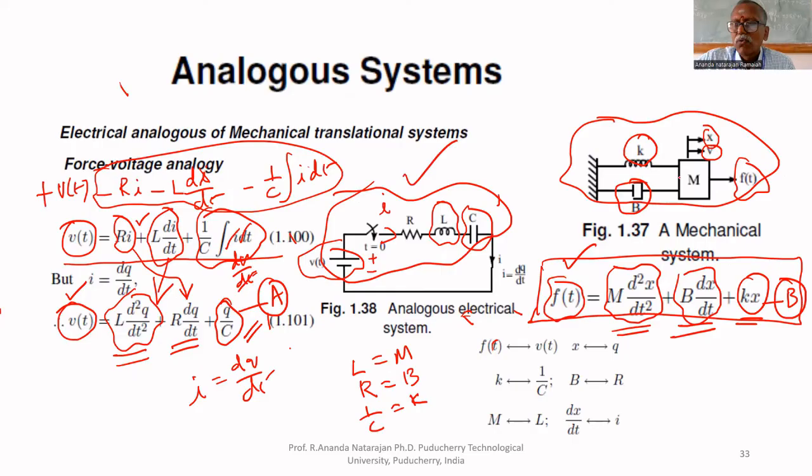This has one inductor, one resistor, one capacitor. That's all. If you put all these things together, you will get this electrical analogous system, all connected in series. Only one loop. How many mechanical equations are there? One. Therefore, in the electrical system, one loop will be there. So all are in series.